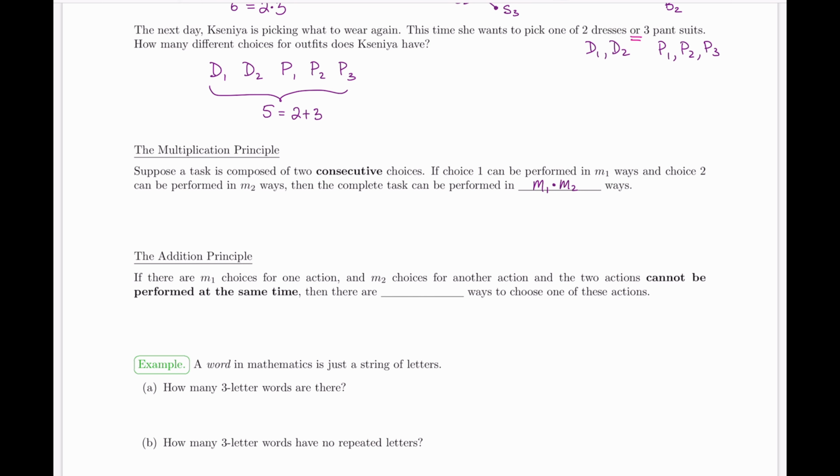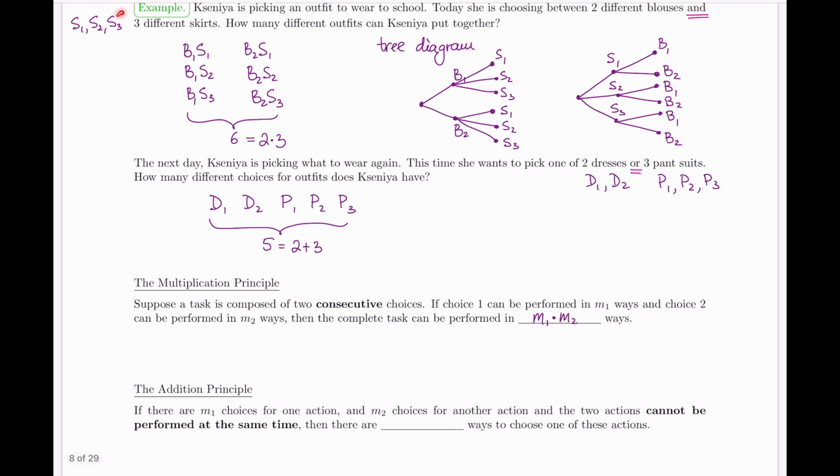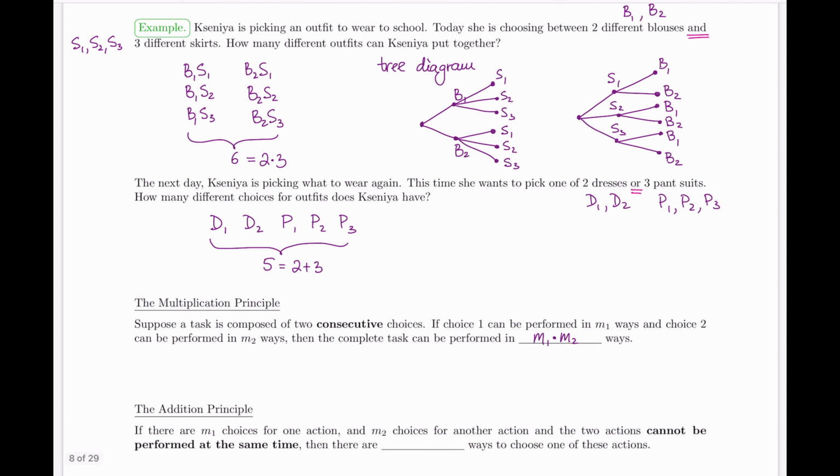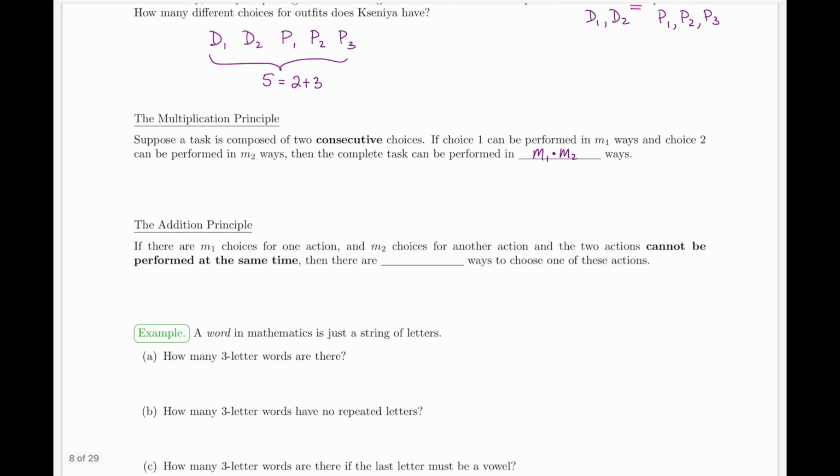So just like in my example with the outfit, the very first example here, I had to pick a blouse and then follow it up by also picking a skirt. 2 choices here followed by 3 choices there means that I have to multiply the number of possibilities together. This can be generalized to any number of tasks.